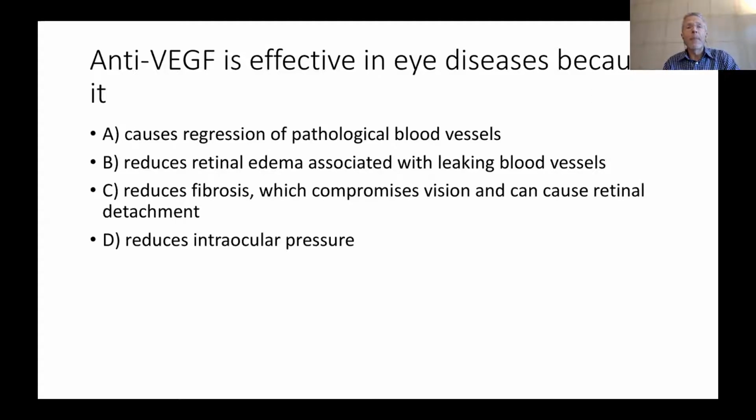Okay, so before we go on and ask this other question, let's have this polling question. The question is, anti-VEGF is effective in the eye because it causes regression, because it reduces retinal edema associated with leaking of blood vessels, because it reduces fibrosis, which compromises vision and can cause retinal detachment, or because it reduces intraocular pressure. So please choose the best answer.